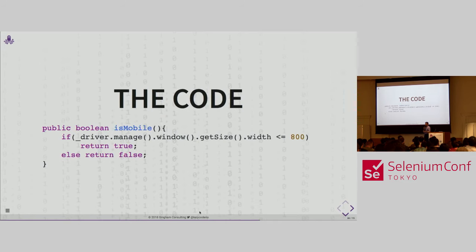So the code that I'm using here for this example is get the window size and if the screen width is less than 800, return true, else return false. You would obviously make it based on whatever breakpoints you have in your system. Or you can even have it return enums for mobile devices, tablets, desktops, whatever.